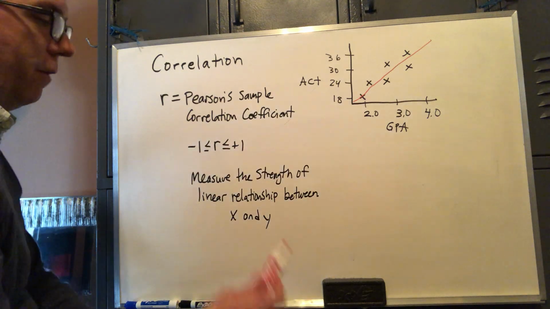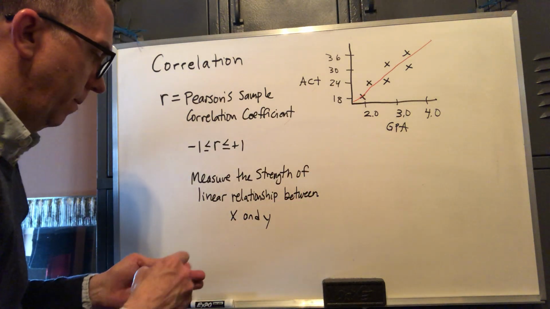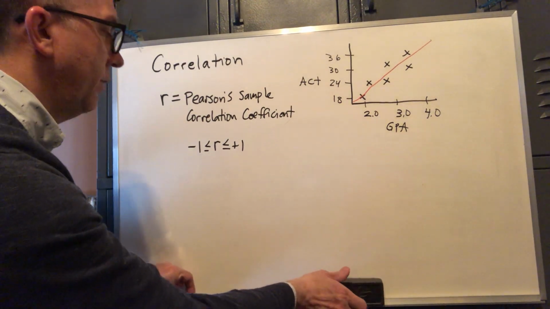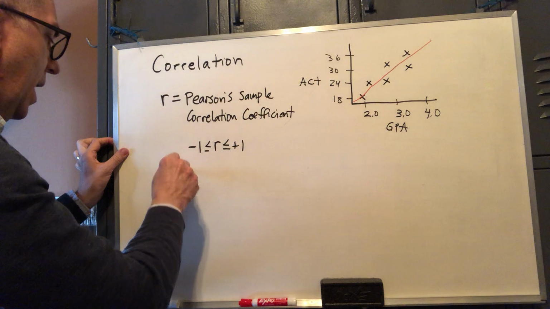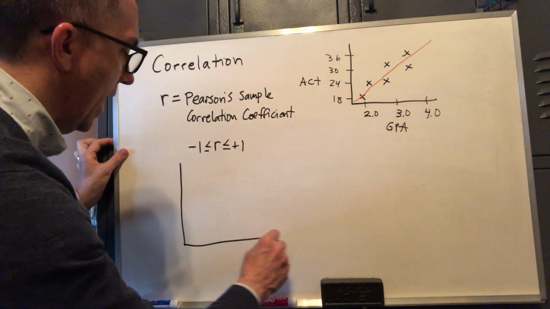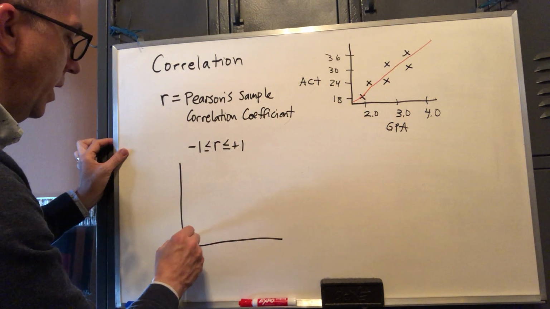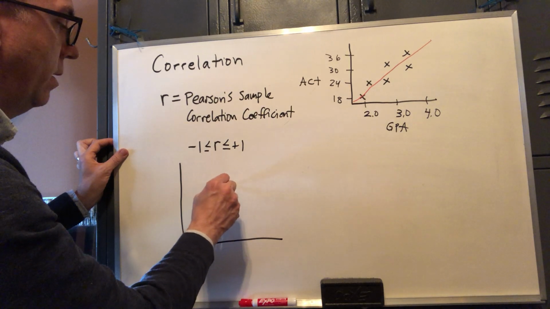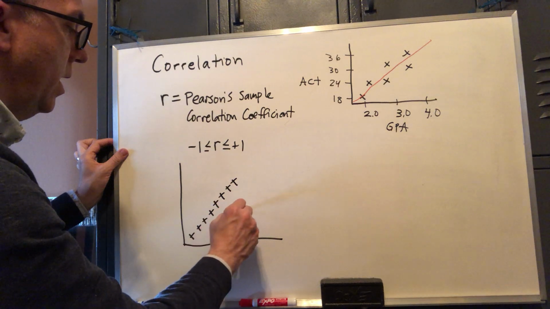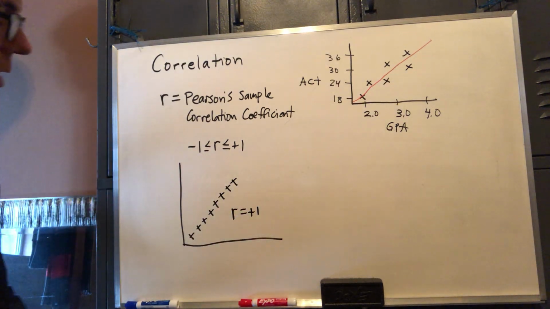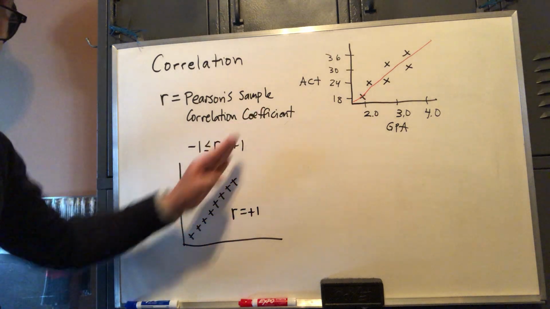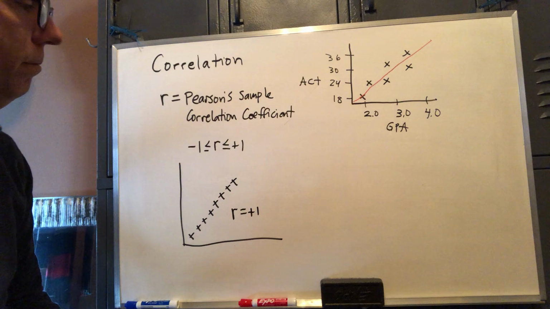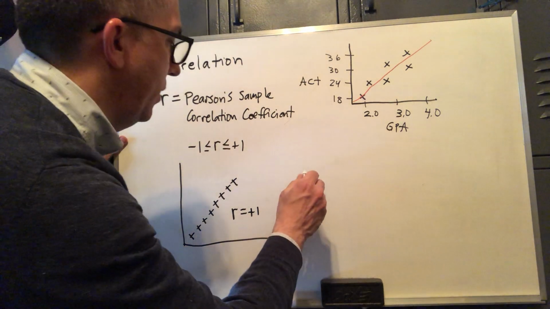I go over to 2.7, I go up here, and you should have about a 29. So a positive correlation, let's get some graphs here. A positive correlation has a positive slope. If I make a graph in quadrant 1, and my points look like this, that would be r equals +1. Notice how it slopes in the positive direction, it goes uphill, and they line up. They look very linear.